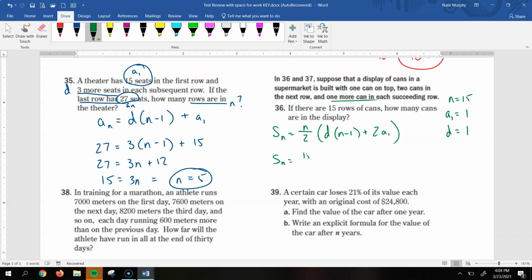So we would have 15 divided by 2, which I know is 7.5. Then we'd have 1 times, which we don't care about that. N is 15, so we'd have 15 minus 1 plus 2 times our first, so 2 times 1 is just 2. Okay, now we could simplify inside of parentheses there. 15 minus 1 is 14, and 2 times 1 is obviously 2. So we would have 7.5 times 16, because 14 plus 2 is 16. When you take 7.5 times 16, we get 120 cans. So it would be 120 cans in the display.